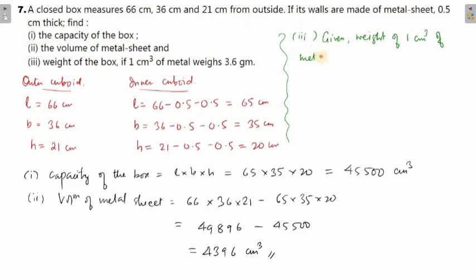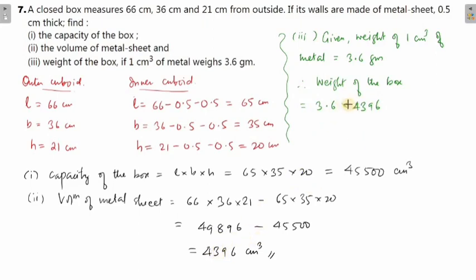So it is given to be equal to 3.6 grams, isn't it? Now what is the actual volume of the metal sheet? It is this much, isn't it? So therefore the weight of the box will be equal to, so the weight of 1 centimeter cube is 3.6, whereas we have got 4,396 centimeter cube of metal in the box.